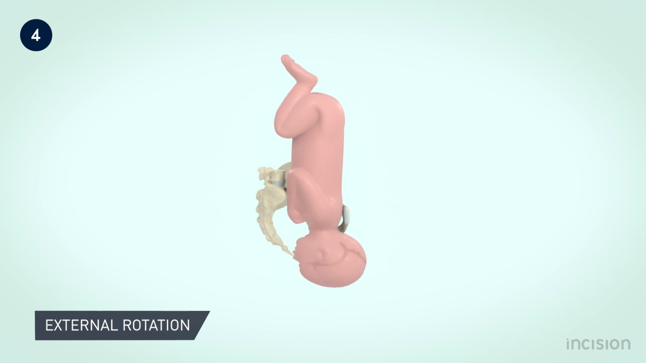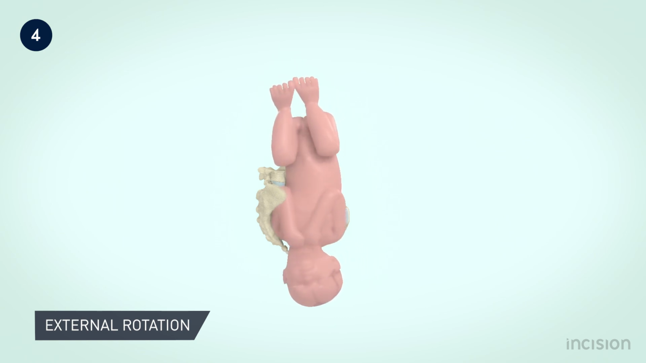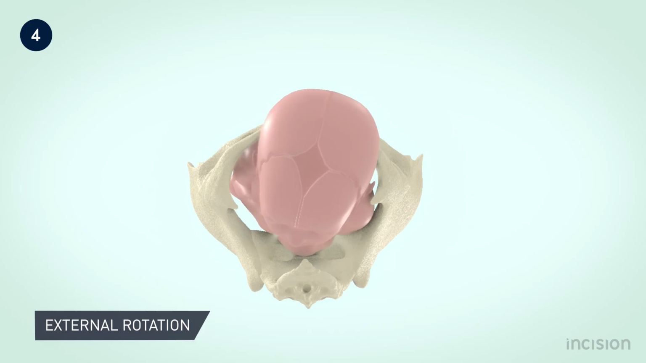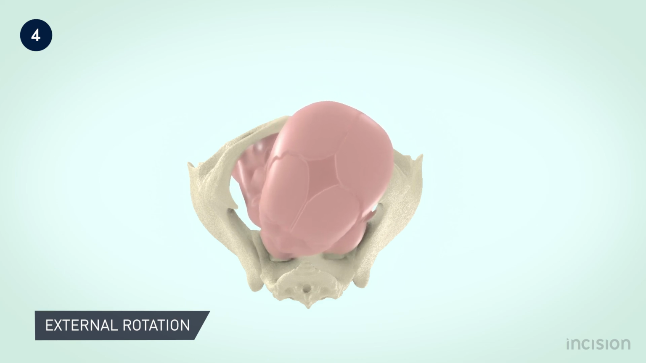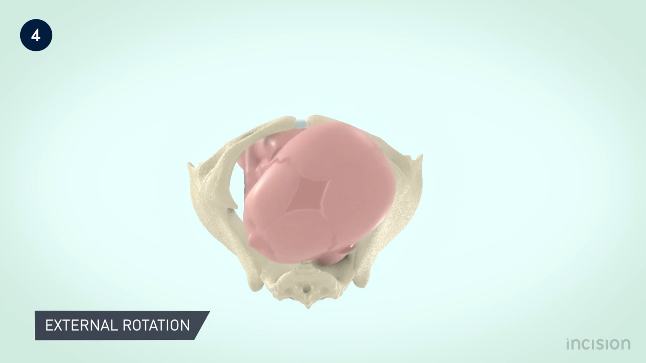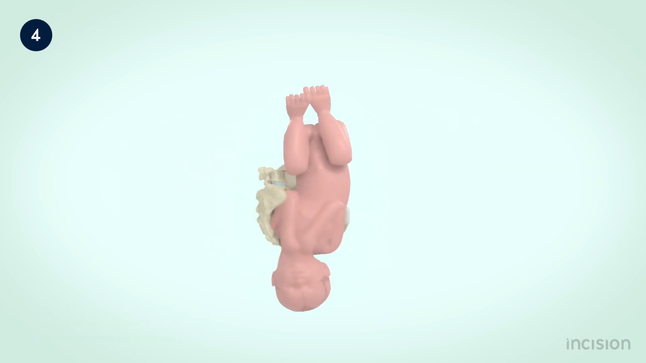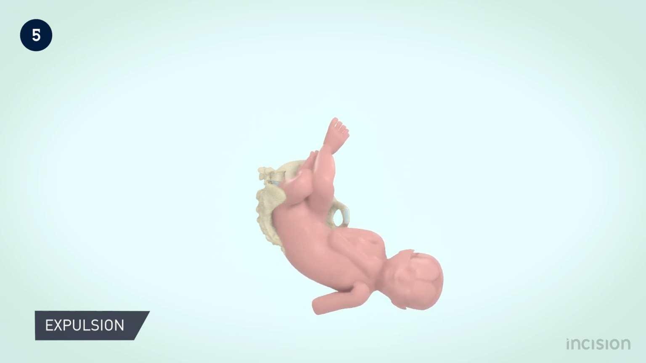External rotation. During external rotation, internal rotation of the shoulders takes place to be able to pass the pelvic outlet. This can be seen outside by an external rotation of the head around the long axis of its dorsum. And lastly, expulsion. During expulsion, the remainder of the body is born.